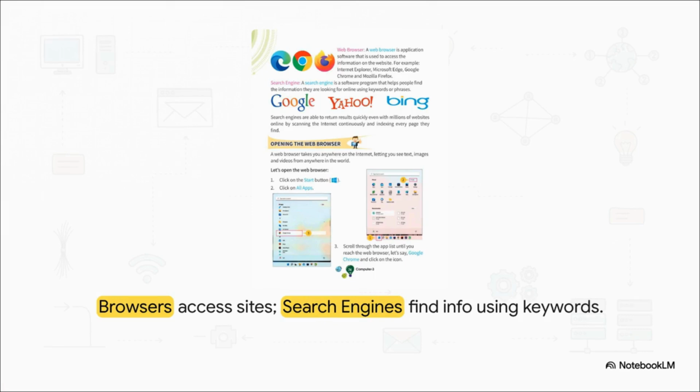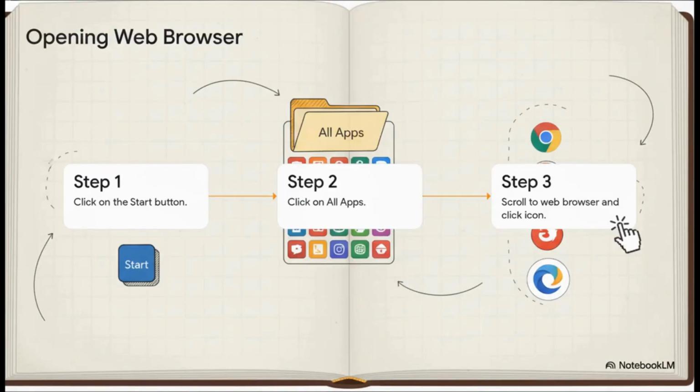So we really need to highlight a vital distinction here between 2 totally different tools. A web browser, like Chrome, Edge, or Firefox, is the actual software application installed on your device that you open up. But a search engine, like Google, Yahoo, or Bing, that is a program used inside the browser. It constantly scans the web, indexing pages so you can actually find what you're looking for just by typing in a few keywords.